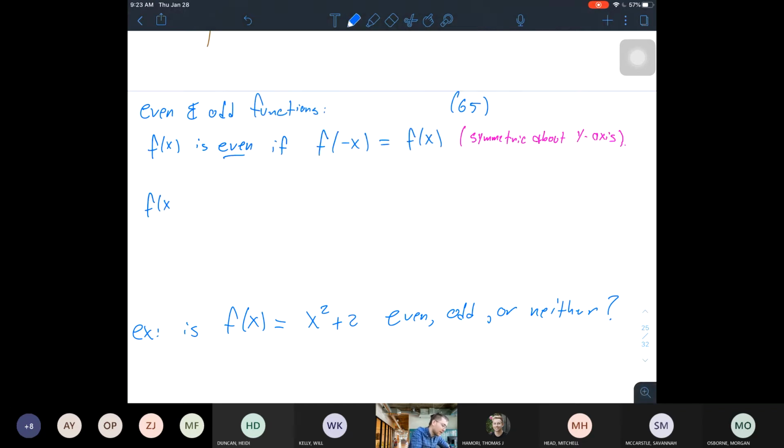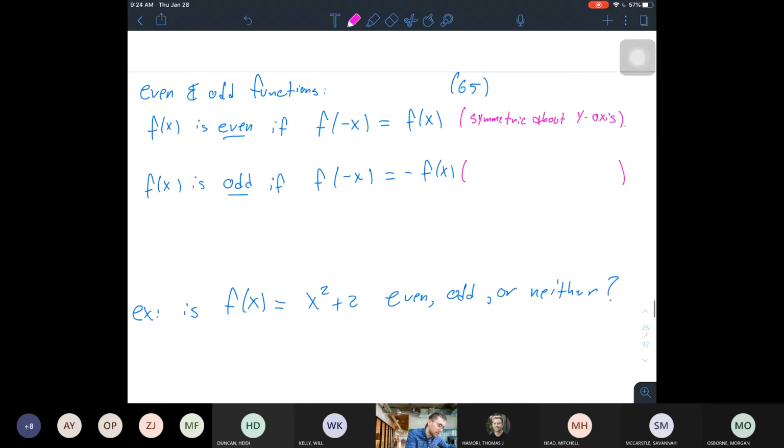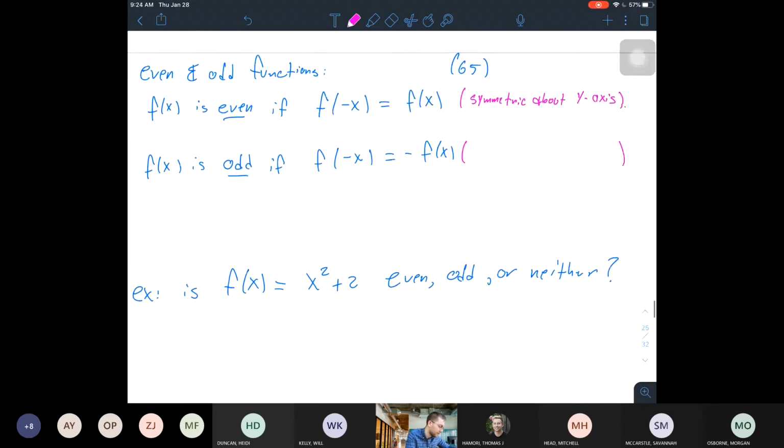f of x is going to be odd if f of negative x is equal to negative f of x. And does anybody have an equivalent statement that we could put in these parentheses that's similar to the one above? What do we think? Is f of x being odd going to represent some form of symmetry?